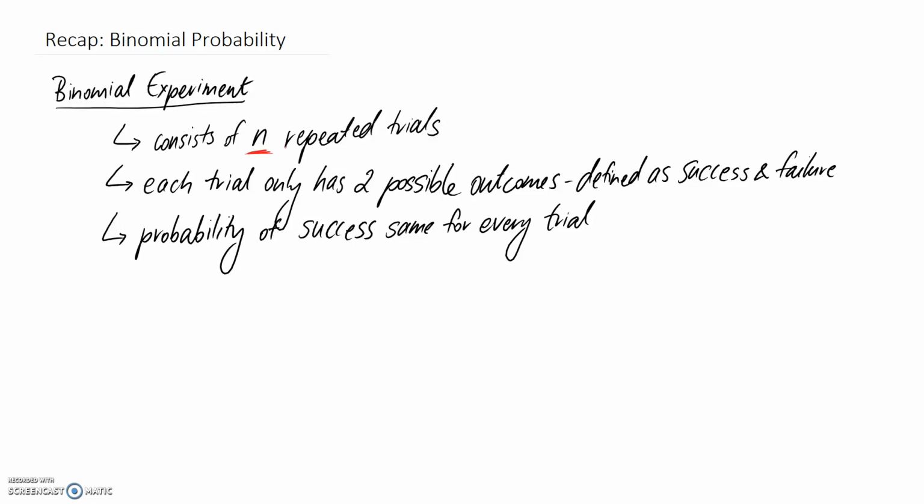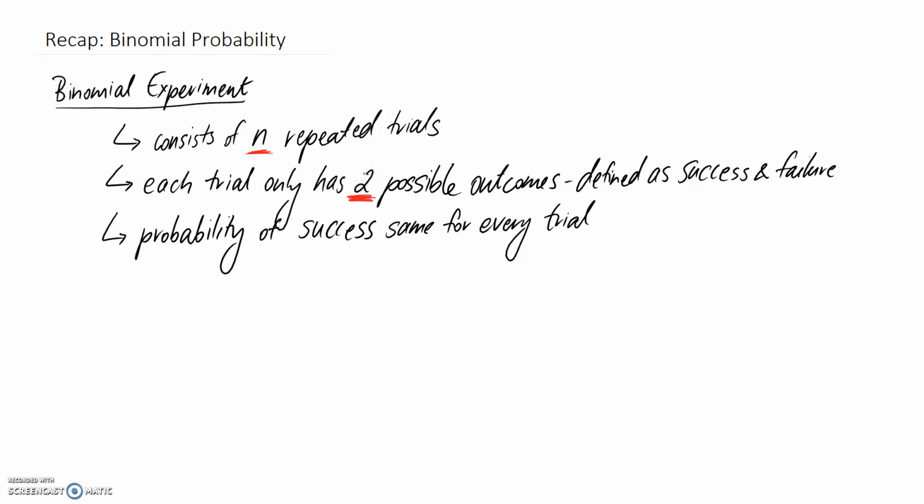The next point is that each trial only has two possible outcomes, which we're defining as a success and a failure. So the example we're going to do in a moment is flipping coins. Here you might define a success as obtaining a head, and obtaining a tail would be defined as a failure. The important thing to note though is that there's only two possible outcomes. If you have any more or any less, then it's not a binomial experiment. And that's where the bi comes from in binomial.